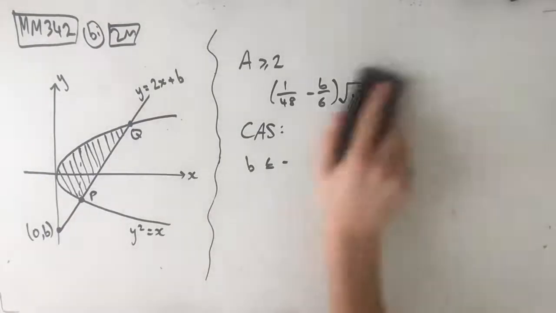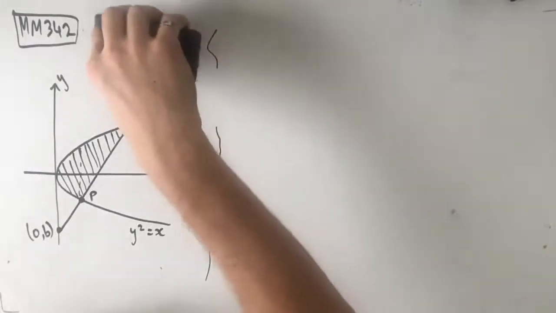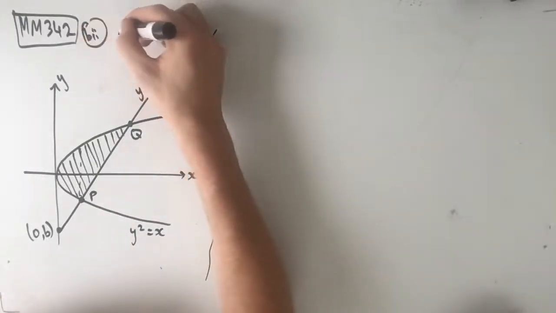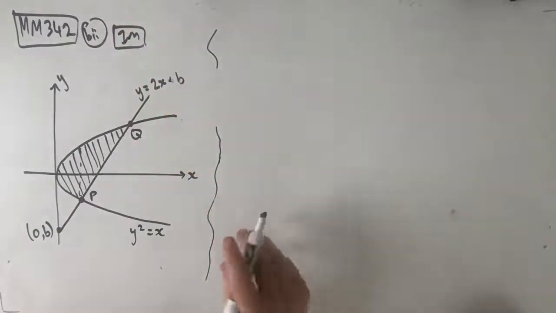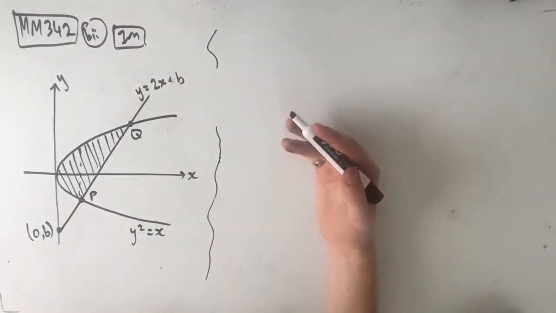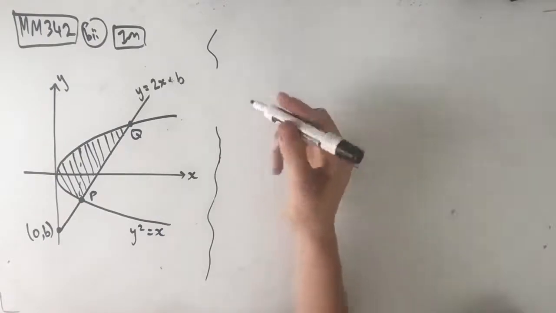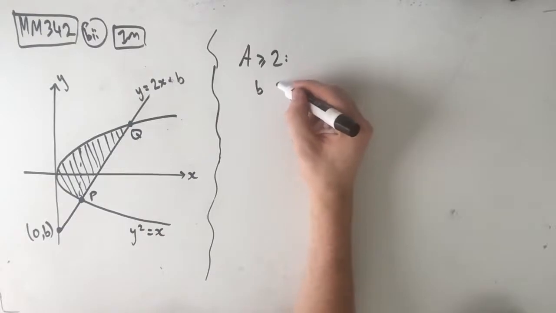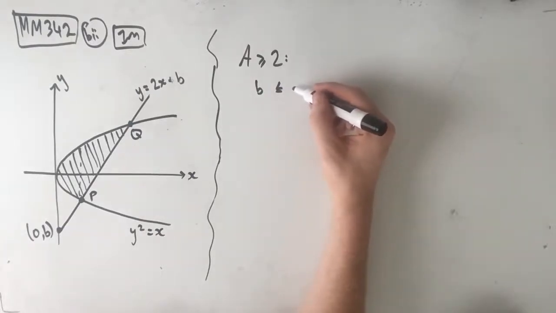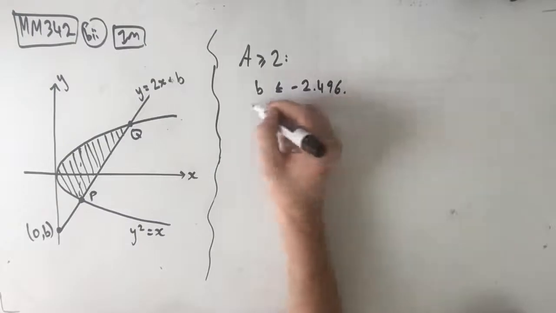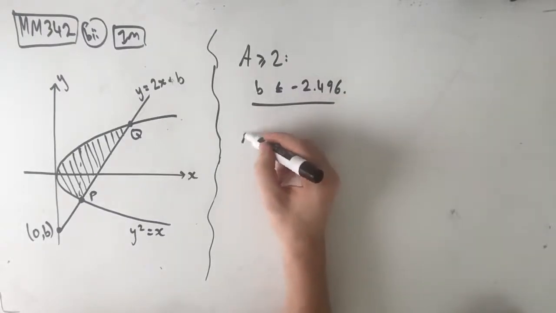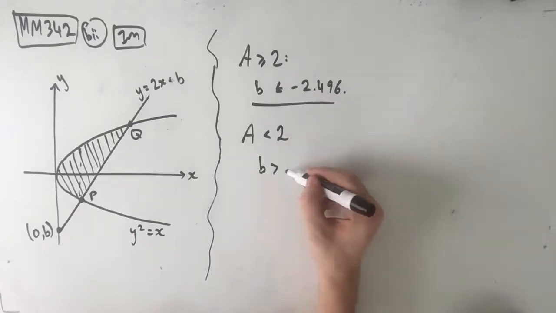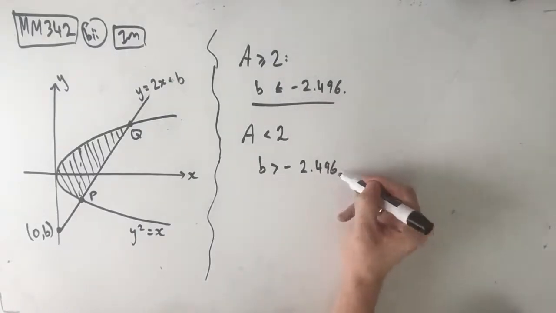Now part BII is a 1-mark question and relies really heavily on the previous part. So part BII, 1 mark. It says find the range of values of B correct to 3 decimal places for which A is less than 2. Cool. So in the previous part, we found that for A is greater than or equal to 2, B is less than or equal to negative 2.496, right? Which means that for A is less than 2, B is the opposite, essentially. So B has to be greater than negative 2.496.